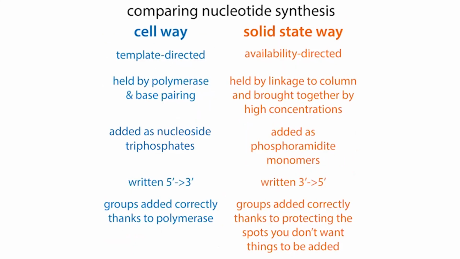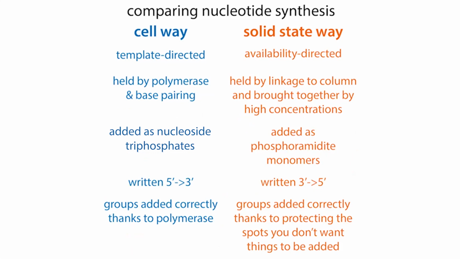So to review this cell way versus the solid state way, and remember that the cell way is also going to be the way in your PCR tube, because that PCR tube is basically mimicking the way that your cells do it. In those cases, it's going to be template directed. So you have one strand being used as a template to promote the addition of the sequence of the other strands based on that template.